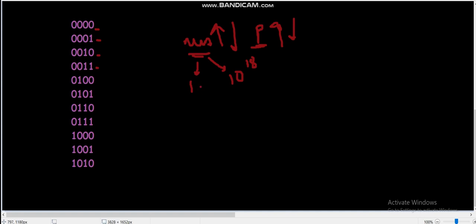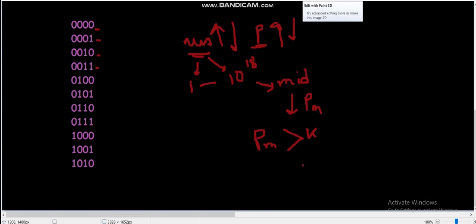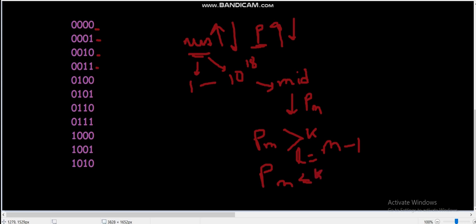Now we'll do binary search on this range, and for every mid we'll try to find its price. Let's call it p mid. Now if p mid is greater than k, we will check in our left range, so our R will be mid minus 1. Now if p mid is less than or equal to k, we will set it as our answer, so our answer will be mid, and we will check in our right range. So L will be mid plus 1. I hope you got the binary search part.